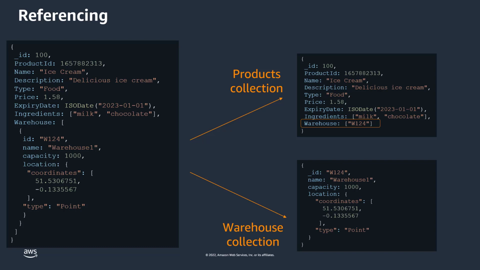The advantage with this approach is that data duplication is avoided by not storing the warehouse subdocument in every product. Also, imagine a change is needed to the warehouse. Maybe capacity has changed, for example. You would have to update every product document, while if you have it separate, it will be just a single document update in the other collection.